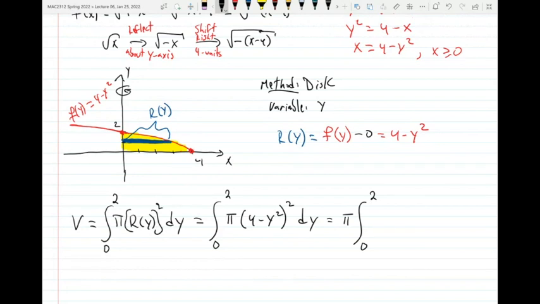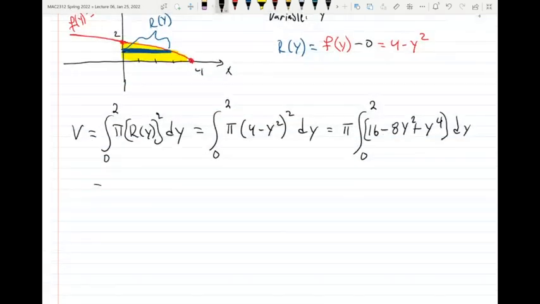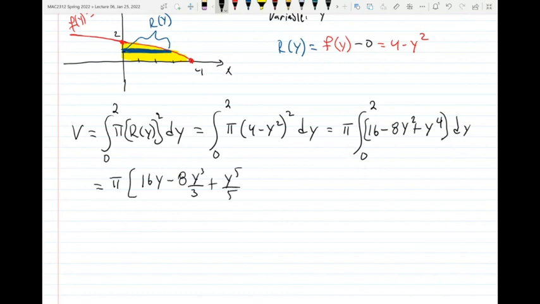So the integral from 0 to 2 of 16 minus 8y squared plus y to the 4 dy. So this is pi times 16y minus 8y cubed over 3 plus y to the 5 over 5, from 0 to 2. Okay, so we have to plug in 2.